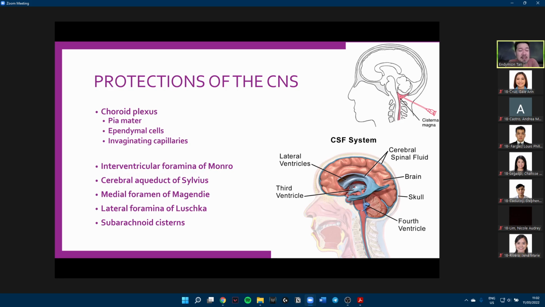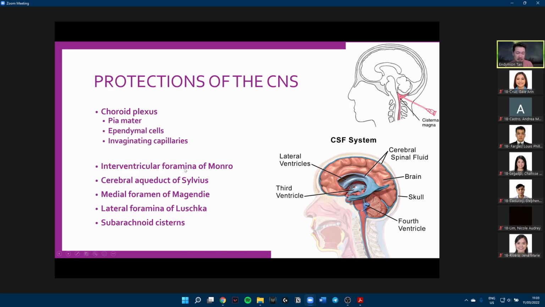The choroid plexus is made up of your pia mater, ependymal cells, and the invaginating capillaries. Diba, I told you that the ependymal cells would be just one of the parts that would produce the CSF, because the choroid plexus is made up of three: the invaginating capillaries, ependymal cells, and the pia mater. So ependymal cells, very important, ciliated simple cuboidal epithelium, helping in the production of the CSF. Bakit invaginating capillaries? Hindi naman dugo ang CSF. Who said it's not? It is said to be an ultrafiltrate of the blood. So whatever component the blood has, meron din si CSF.